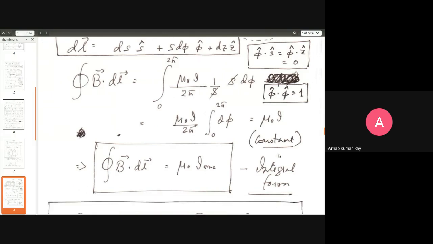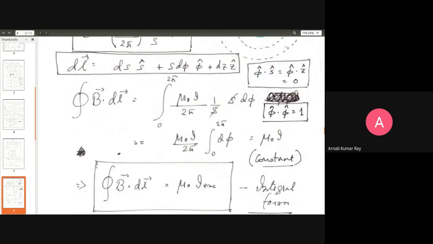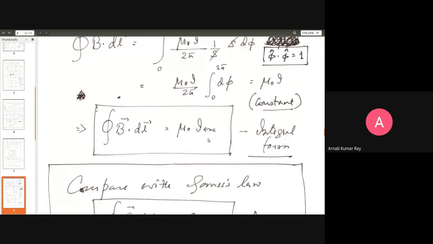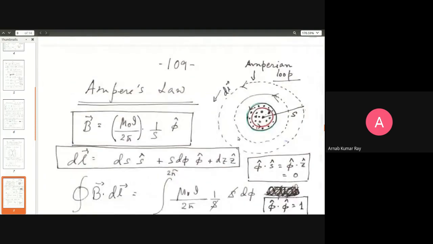Now comes something important. B dot dl is equal to mu naught into I. This is mu naught into I. Now I have written something else, mu naught into I enclosed. Let us now try to understand what I mean by enclosed. This is again going back to Gauss. In the Gauss problems, you draw an imaginary Gaussian surface, and that imaginary Gaussian surface will enclose charges. And so it is that here you draw an imaginary Amperian loop. Now the Amperian loop can be outside.